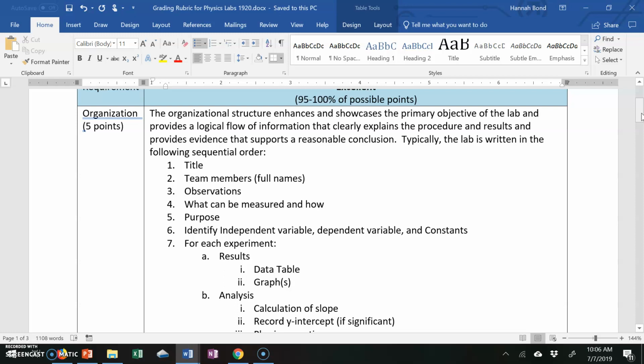Every lab needs to have a clearly stated purpose, and you should identify both the independent and dependent variables and what variables are held constant in the experiment. A note about the constants. Please provide specific values for every constant. For example, it wouldn't be good enough to say the inclination angle is held constant. You should give the amount of the inclination angle, for example, 2.4 degrees. Okay, so you need a specific value for each constant.